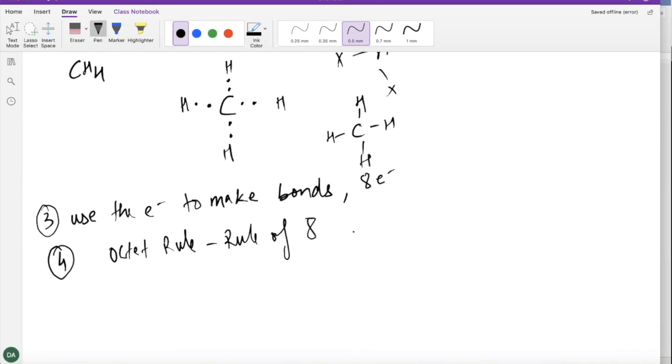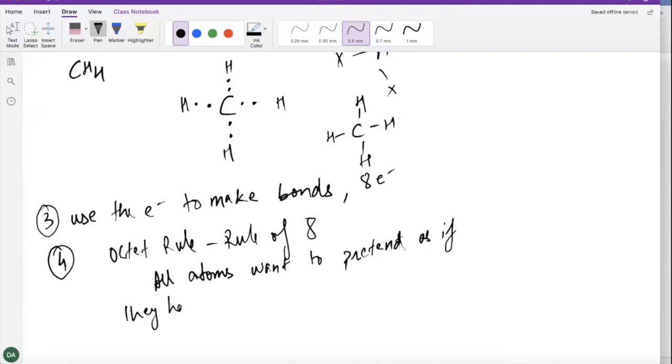Okay, so guys, this is a rule of 8. Rule of 8 means that all the atoms, guys, all atoms want to pretend as if they have 8 electrons.